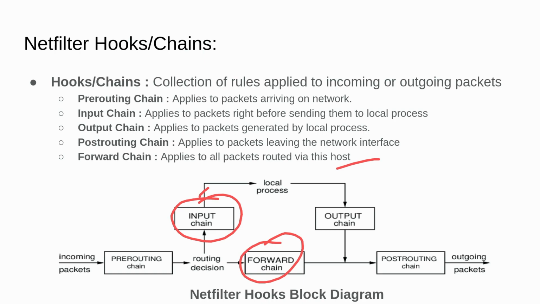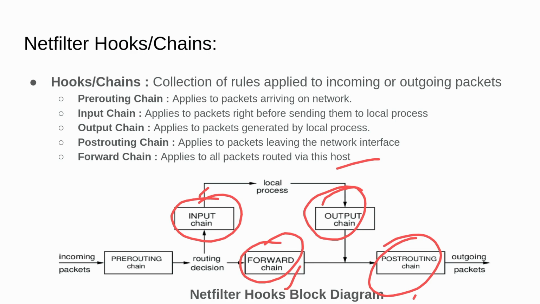In the other case, if a process generates any new packets, they will first traverse the output chain. So all the outgoing packets will first pass through this output chain or hook, and then finally, before leaving, they will pass through the post-routing chain. This is one path which a packet follows once it enters the Linux kernel stack. In the other case, if the packet has to be simply forwarded and is not meant for the local host, it will pass through the forward chain or hook, and then finally the post-routing chain.